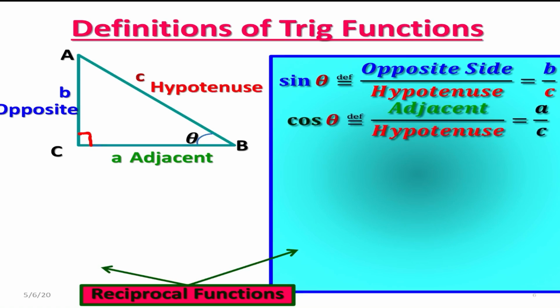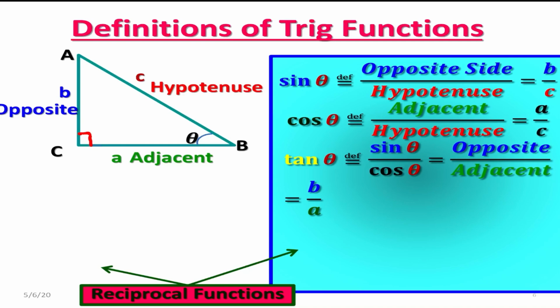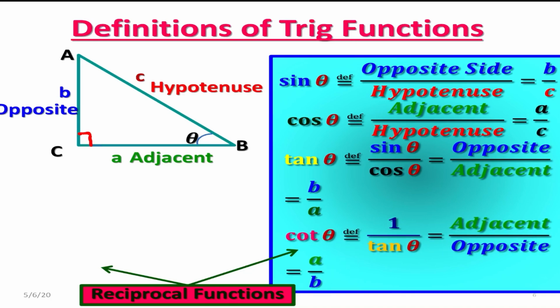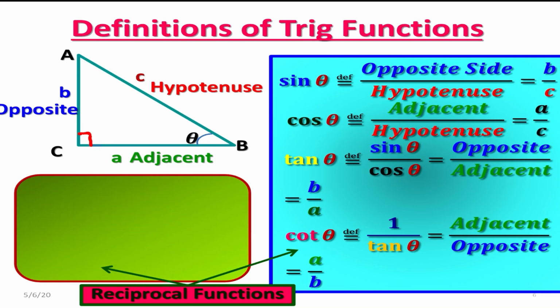Now, by definition, sine of angle theta is the opposite side over hypotenuse, or b over c. Cosine of theta, by definition, is the adjacent side over hypotenuse, or a over c. And tangent is just the ratio sine of theta over cosine of theta, or opposite over adjacent, or b over a. Also, let's introduce reciprocal functions.